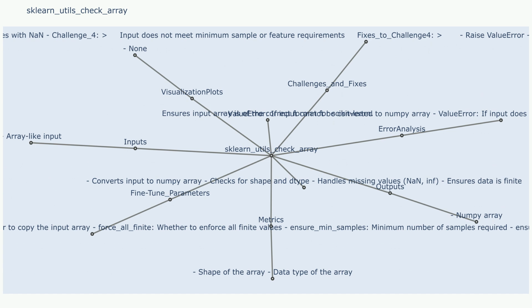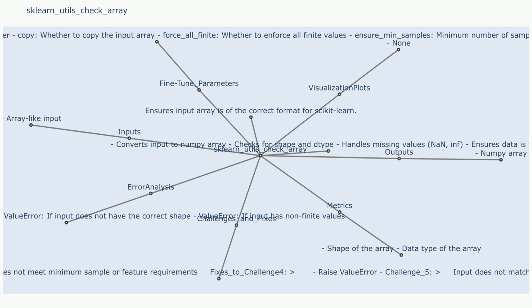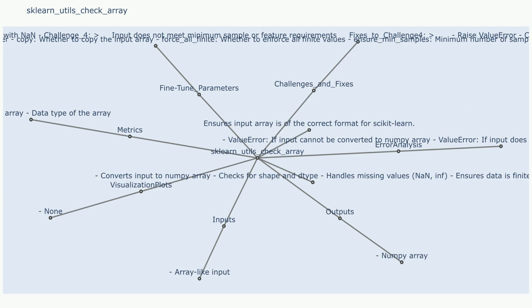ensure_2d: a Boolean flag that controls whether the input array should be reshaped into a 2D array. If true, 1D arrays will be reshaped into a 2D array with a single column. allow_nd: a Boolean flag that indicates whether multidimensional arrays, more than 2 dimensions, are allowed as input. ensure_min_samples: an integer specifying the minimum number of samples (rows) required in the input array. ensure_min_features: an integer specifying the minimum number of features (columns) required in the input array.